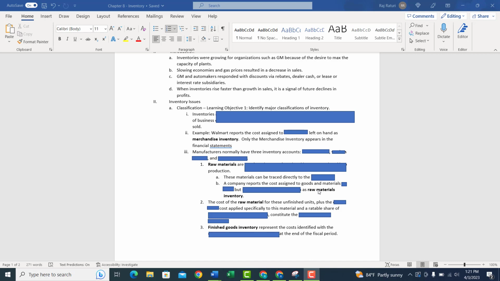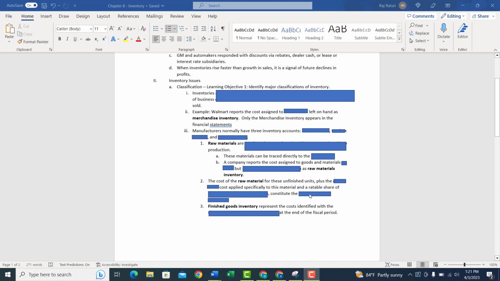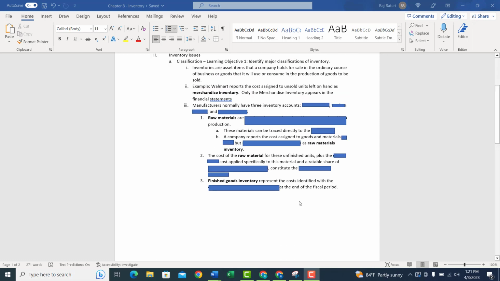A company reports costs assigned to goods and materials that are held for sale but not placed into production as raw materials inventory. The cost of raw materials for these unfinished goods plus direct labor, the cost applied specifically to this material, and a rateable share of the manufacturing overhead constitute the work in process. So now finished goods inventory represents the cost identified with the unsold finished products at the end of the fiscal period.